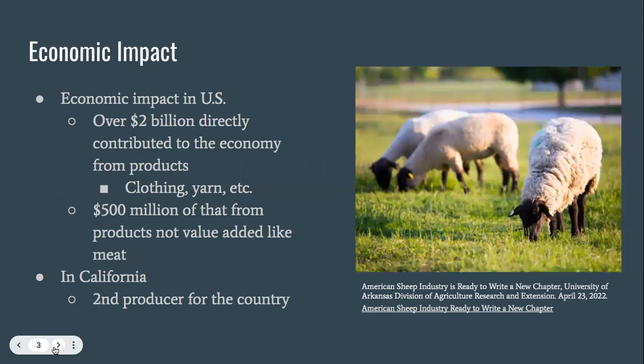The economic impact sheep have on the U.S. is huge. Over $2 billion directly contributed to the economy comes from products such as yarn, clothing, and then 500 million of that comes from products not of value added like meat. In California, sheep are the second producer of the country.